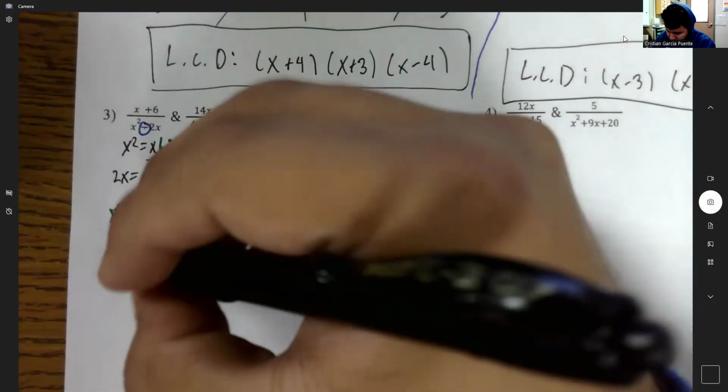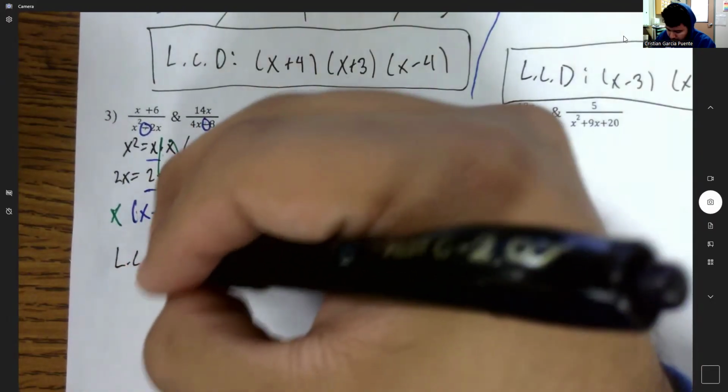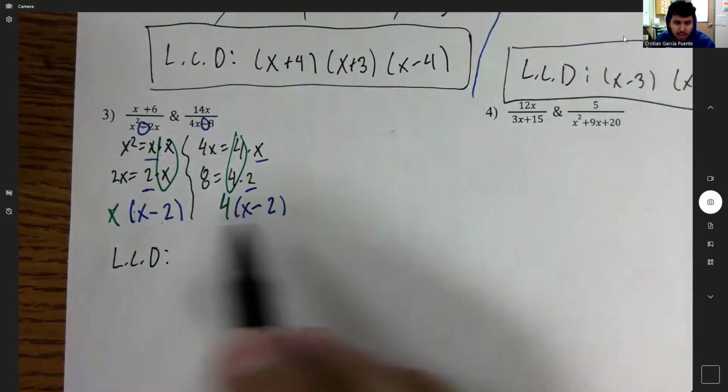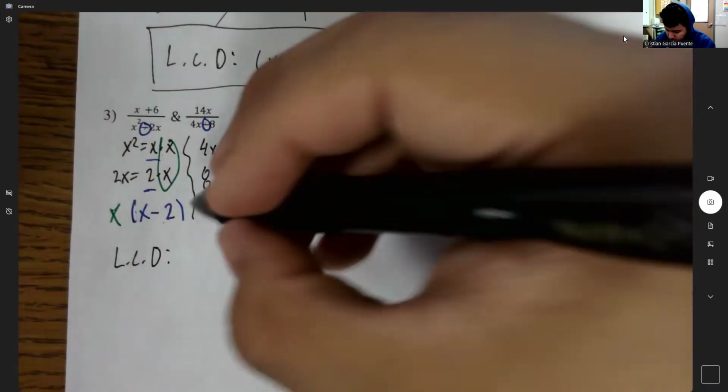Now again, for the LCD, we're just looking at what the bottoms have in common. So what do these two have in common? They both have an x minus 2 in common. So I'll put that.